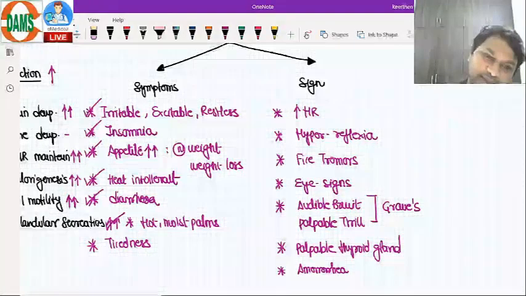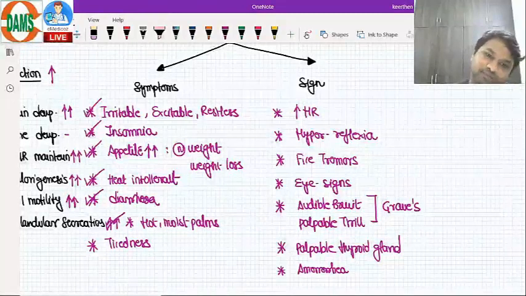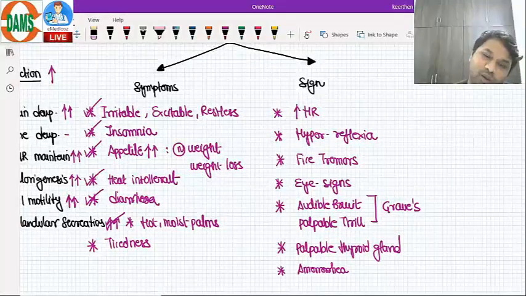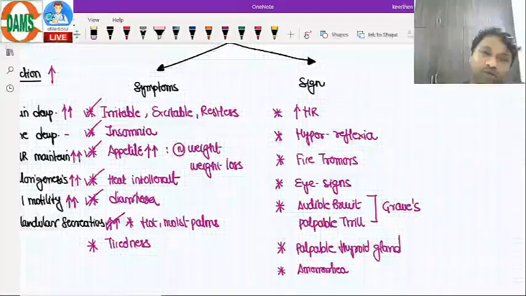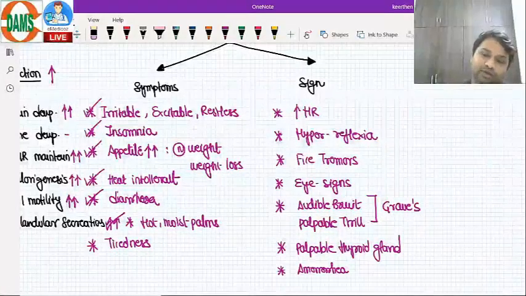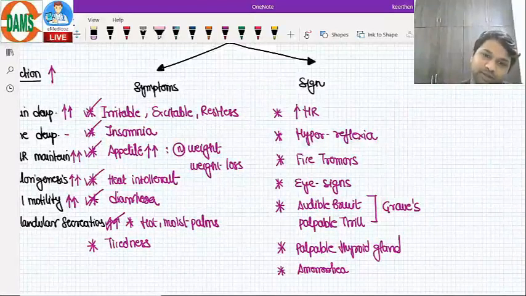But it's an autoimmune response. The body generates antibodies. No, LATS is from the body itself.